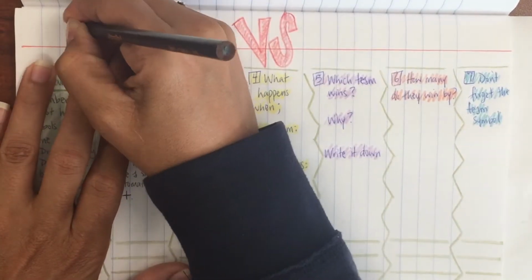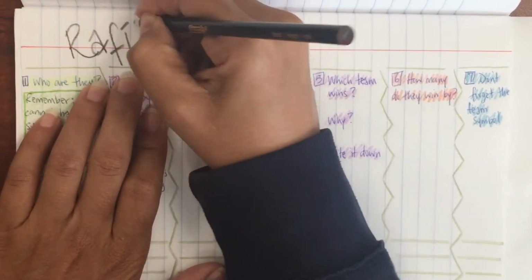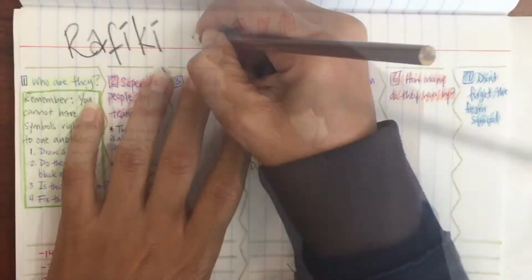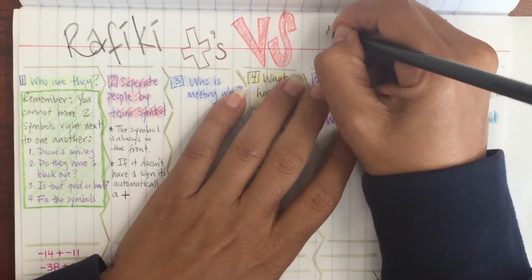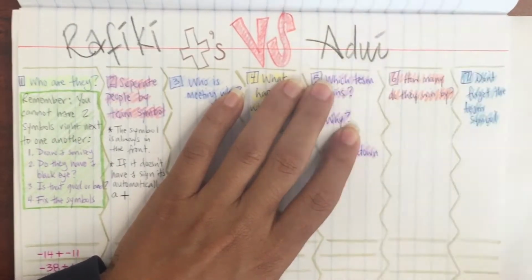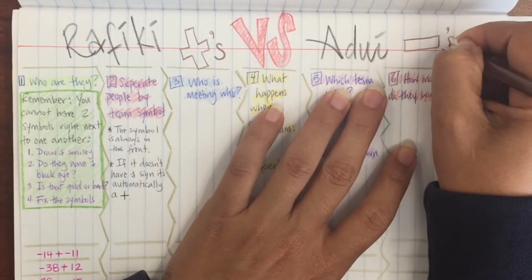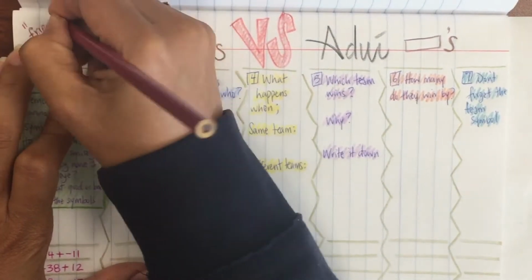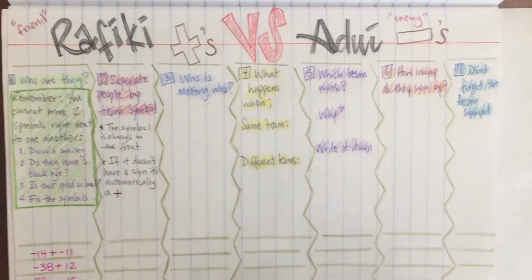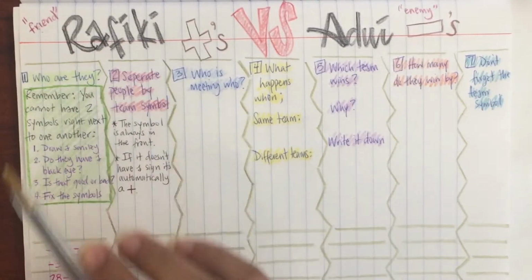This is a listening check. Underline the word Rafiki. Underline Rafiki. So there's 7 columns in total. And we're going to look at Rafiki, which is positive, versus Adui, which is negatives. Rafiki, just like the Lion King, means friend. So Rafiki in the Lion King, friend. And Adui means enemy. Alright, so we're going to ask these questions.